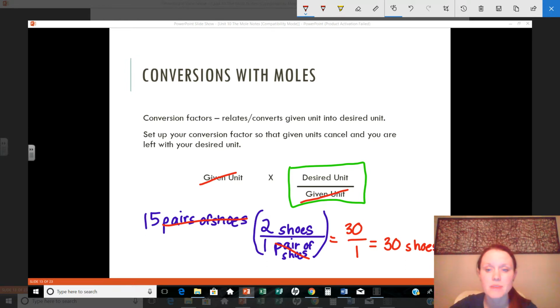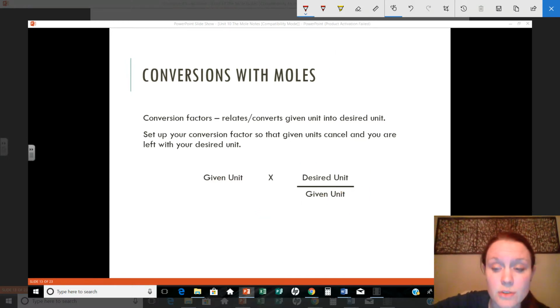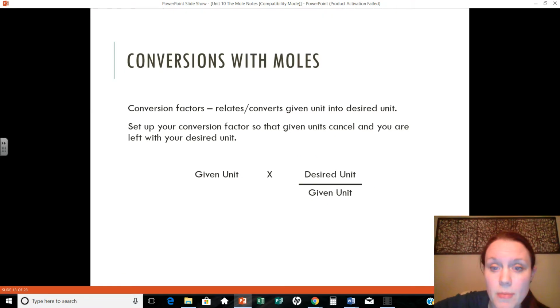That should be no problem for most of you. You did conversions first semester. This is a simple example of what you are going to do now as you convert from moles to mass to atoms, or from atoms to mass to moles. So now we're going to go over specific conversion factors related to the mole.